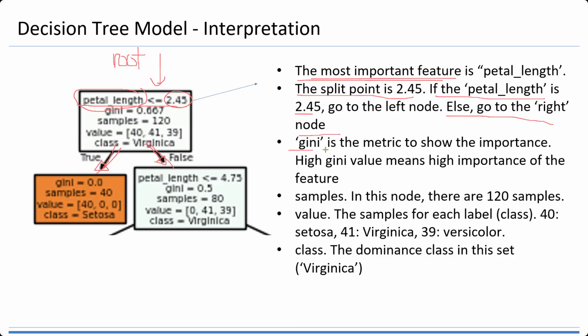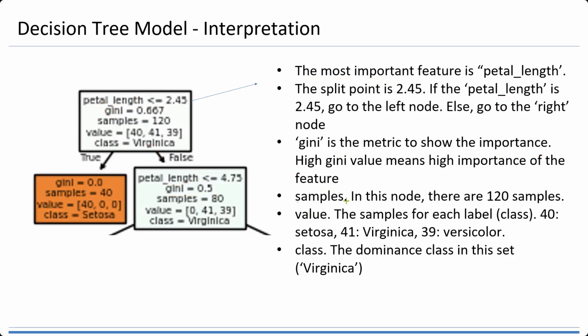Gini. It is the metric to show the importance. High Gini value means high importance of the features. So the Gini value represents the importance of these features. Gini 0 means it is already done. We cannot split anymore. There is no feature that can split. That's why it is 0. We have Gini 0.5. So the importance of this feature is quite high, which is 0.5 for this data.